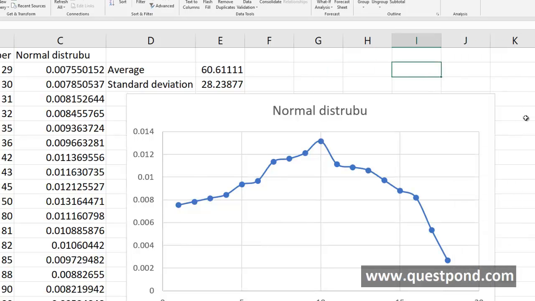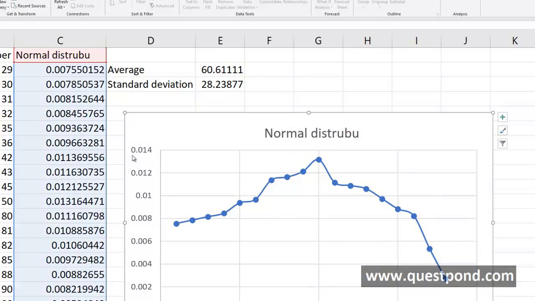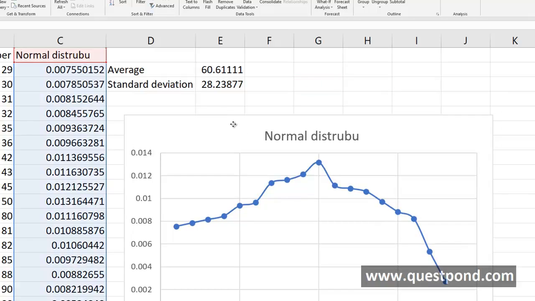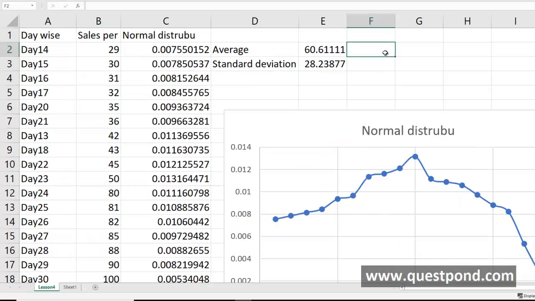I again say that this is not a perfect bell curve, but yes, it is normal distribution, right? And remember that if I keep on adding more data, if I had a lot more data, then probably this would have approximated to a bell curve, right? So at this moment, this is a bell curve, and let us go ahead and calculate the first standard deviation, the second, and the third.